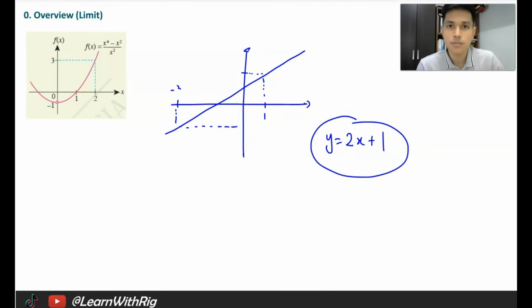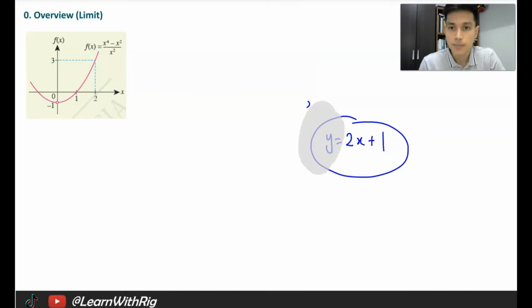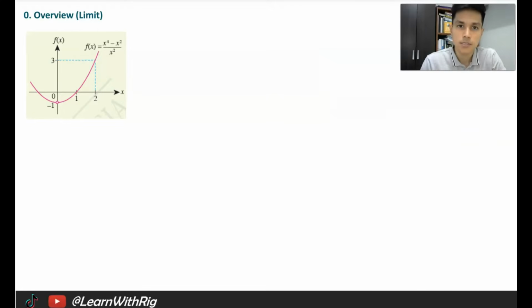But what if you encounter an equation where the line is not connected fully? You see, in this equation here, it's connected fully. At any x value, I can find a y value, correct? But what if you encounter a question that does not allow you to find a specific point? So for example, look at this equation here. They give you y equals (x^4 - x^2) over x^2.